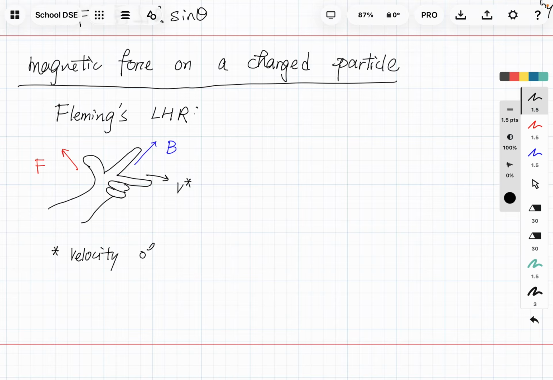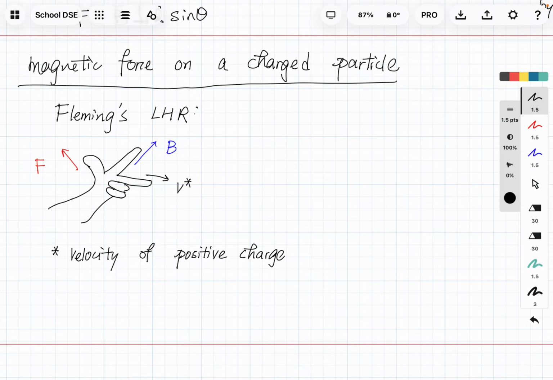Into the paper, this one first. Yes, into the paper, then out. This is negative. The velocity is going up. The magnetic field is pointing to the right, so the magnetic force is going into the paper. The same thing applies here, but the charge is negative, so we have the force reversed. So therefore, you will have a force pointing out of the paper.